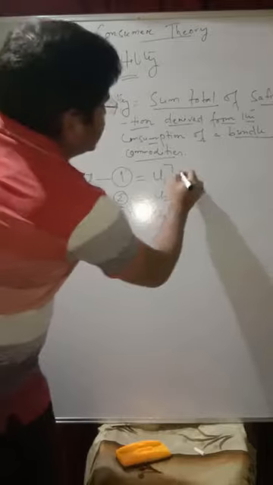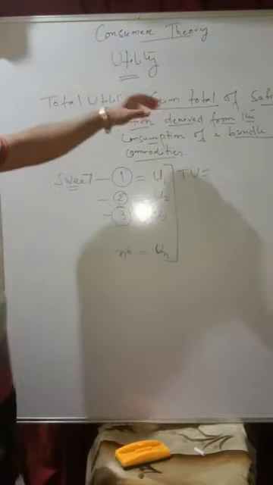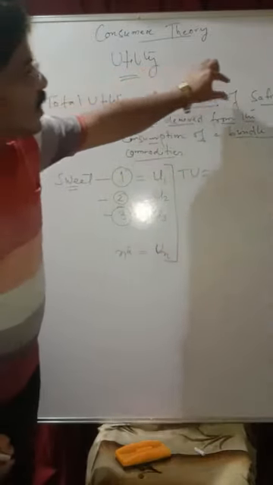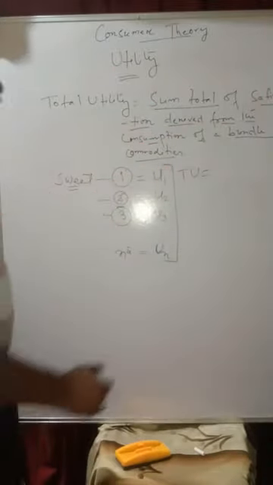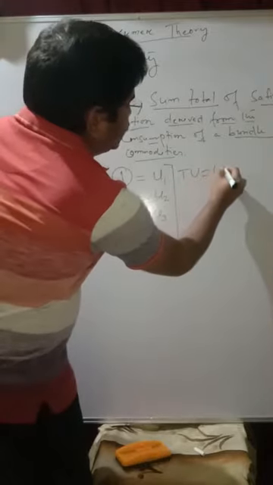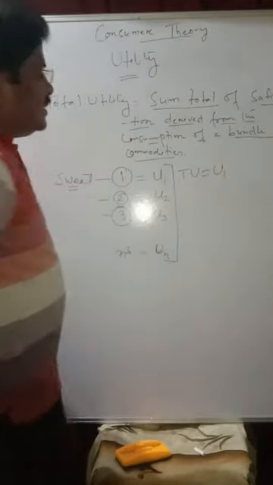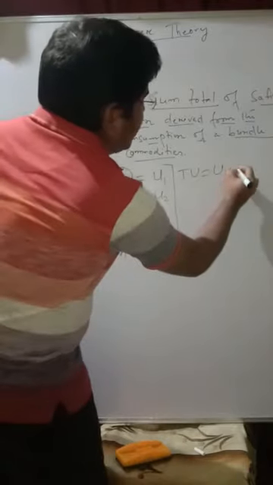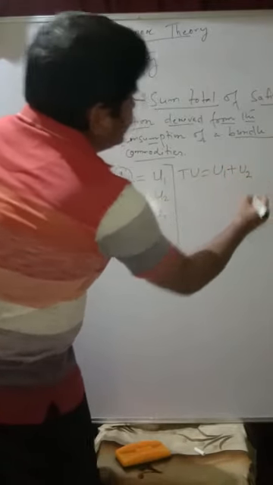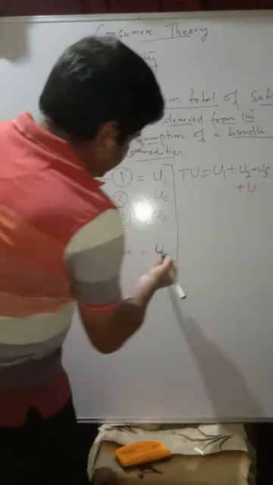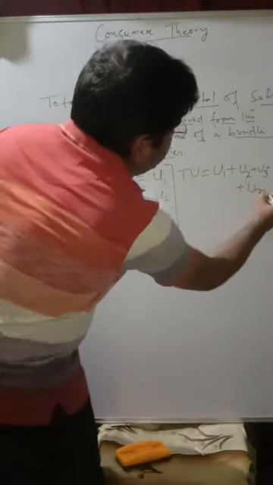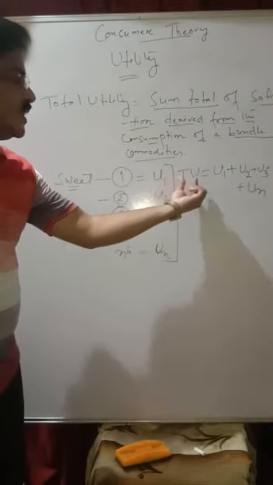Now the total utility, out of our definition, what is the total utility? That is the sum total of satisfaction derived from the consumption of a bundle of commodities. So your total utility is equal to the utility derived from the first unit of sweet plus the utility derived from the second unit of sweet plus the utility derived from the third unit of sweet.